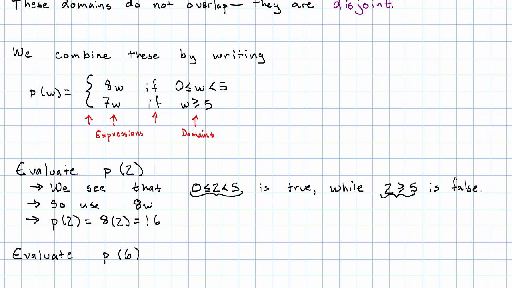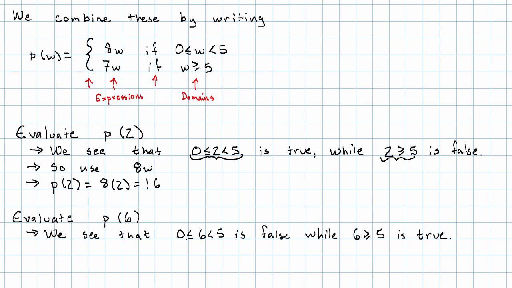If we wanted to evaluate p of 6, we see that, well, 6 is not actually between 0 and 5, but 6 is greater than or equal to 5. The second inequality is true, so we'll use the second expression. That is, we'll use 7w. Thus we have p of 6 is 7 times 6 is 42. Let's see one more.